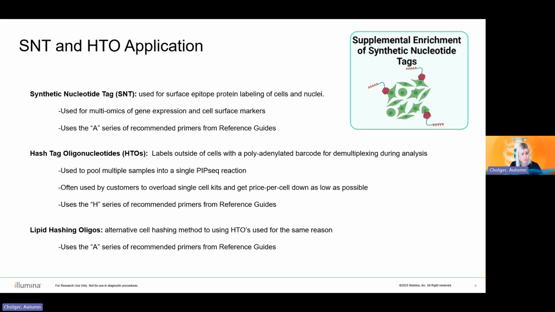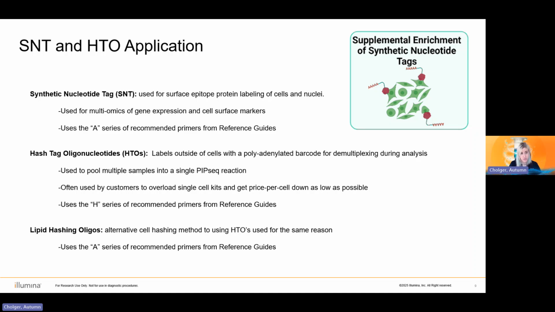This is often used by customers to overload single-cell kits and get the price per cell down as low as possible. Now, I want to put a little asterisk behind that statement because there is a hidden cost with doing this hashing. You have the cost of the c-Kit, the cost of another library prep kit so that you can do the indexing of whatever you're amplifying out for your c-Kit application, plus all of the primers that you need to order for your c-Kit application.